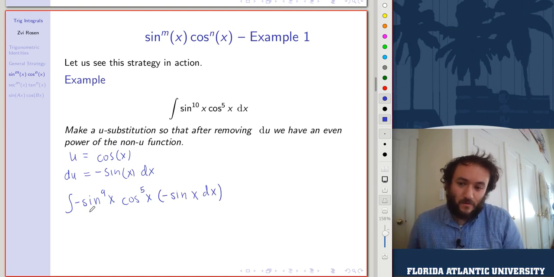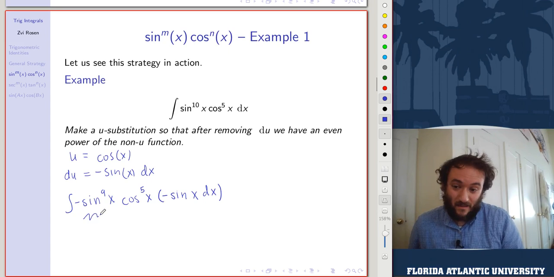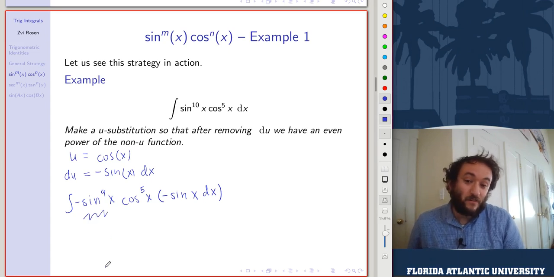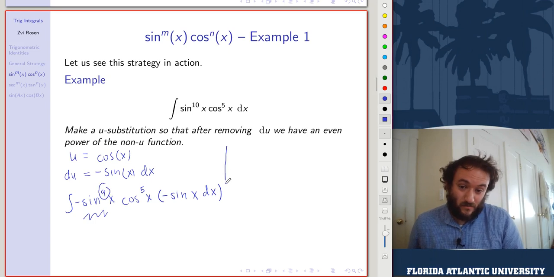Okay, so this isn't great because our whole objective is to make sure that the non-u function, and here the non-u function is sine, appears to an even power. And here it appears to power 9, which is not even. So we're going to reject this option. We do not want to use u equals cosine x. So let's try u equals sine x.